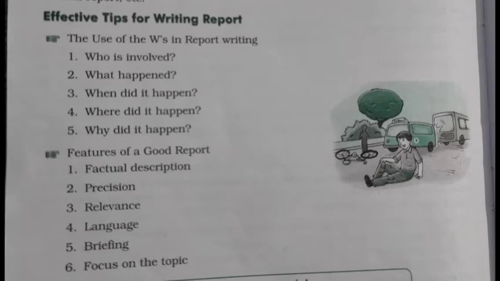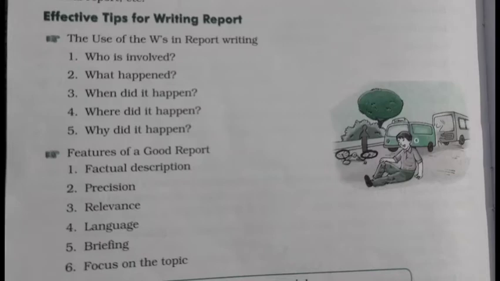Some effective tips for writing a report. Some tips that are very useful for writing a report are the use of the W's. Who is involved, the first W. What happened, the second W. When did it happen, the third W. Where did it happen, the fourth W. Why did it happen, the fifth W. So who is involved, what is the event, when it happened, where it happened, why it happened: all the W's are answered through a report. So these five things are to be kept in mind.